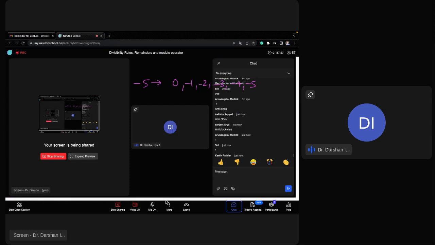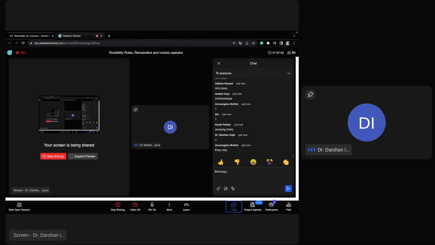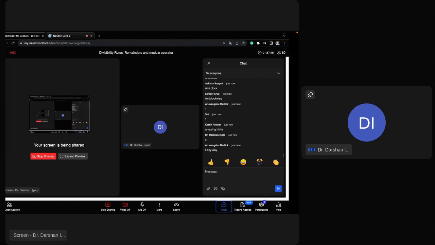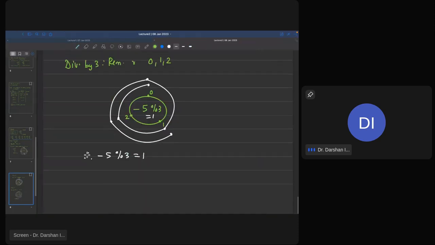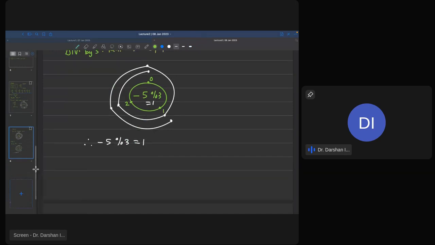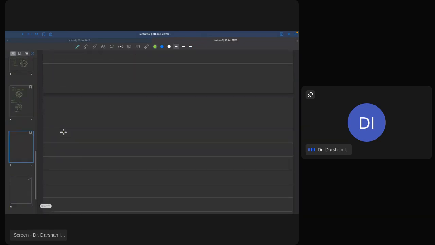Now, if anyone has any question, yes, this is right. For negative numbers, it is really working like magic. Amazing tricks, right? If you have any questions, feel free to write it in the chat. Before I start with clock problems, if you have any questions, feel free to ask me in the chat.